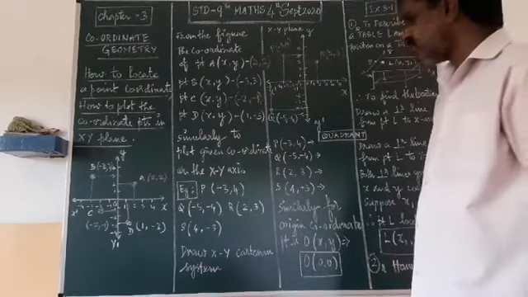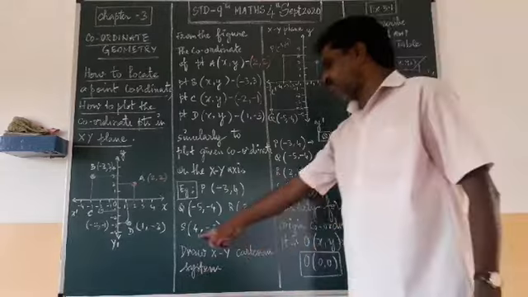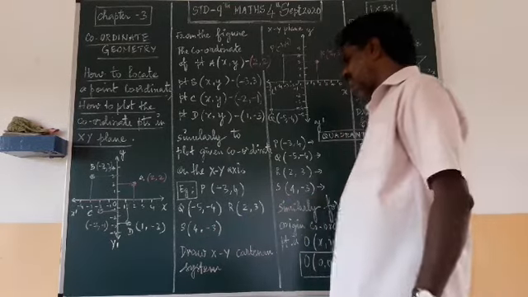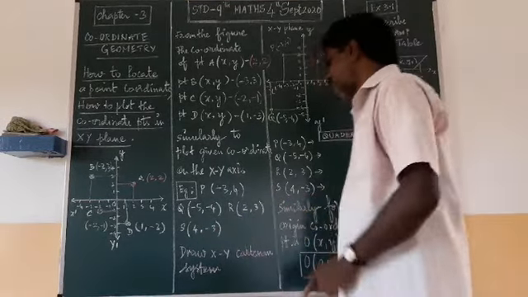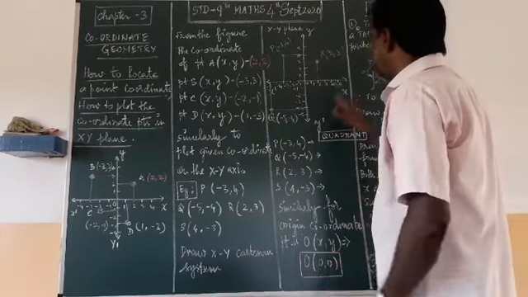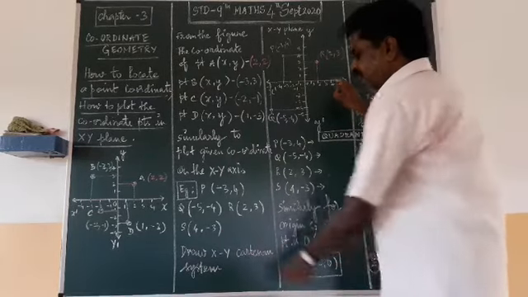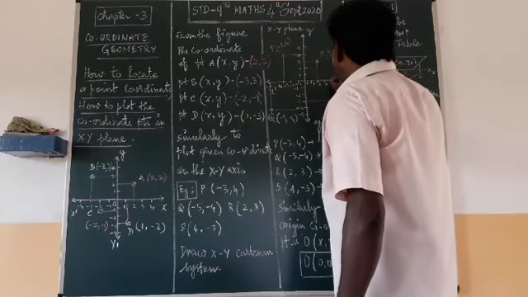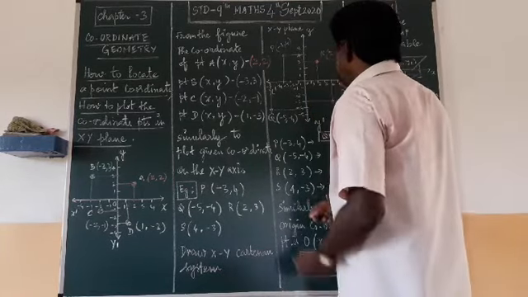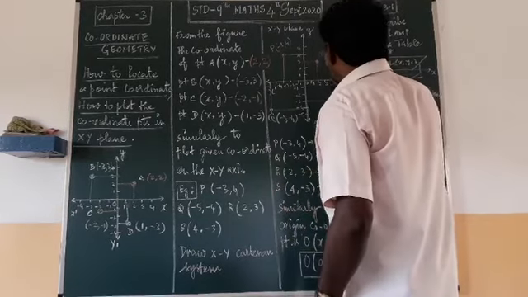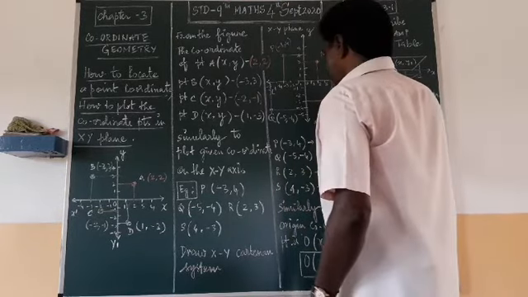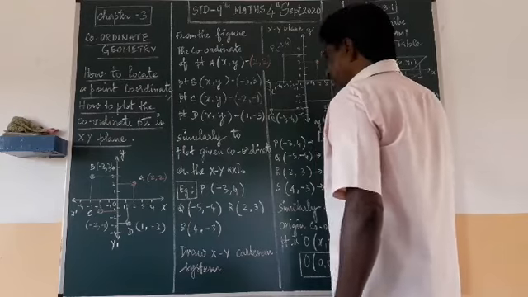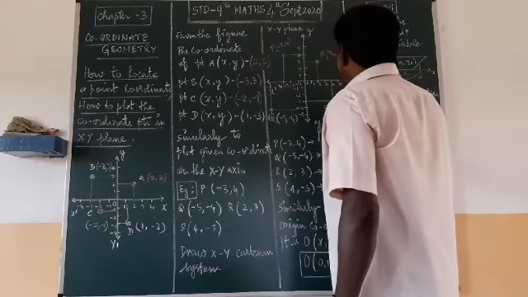Okay. Then last point, S point. 4, -3. So where is it coming? 4 is positive here, and -3 is negative below. So draw a line from that point, let it intersect. Let us point it as S point. So in the bracket you have to write 4, -3.